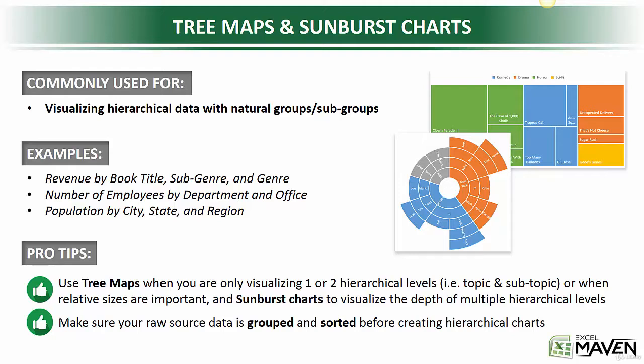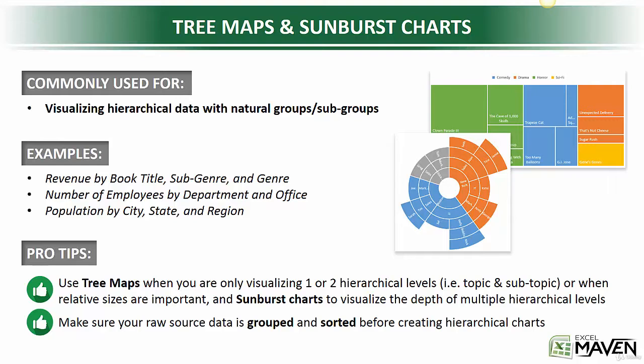A couple pro tips here. The first, use tree maps when you're only visualizing one or two hierarchical levels. So for instance, topic and subtopic, or when relative sizes are really important to your story. Sunburst charts, on the other hand, are a great way to show the depth of different hierarchical levels within your data. Second, and this one's really important, make sure your raw source data is already grouped and sorted before trying to create a tree map and a sunburst chart.